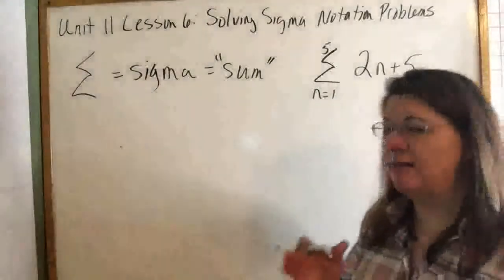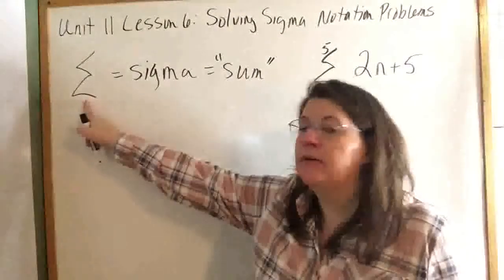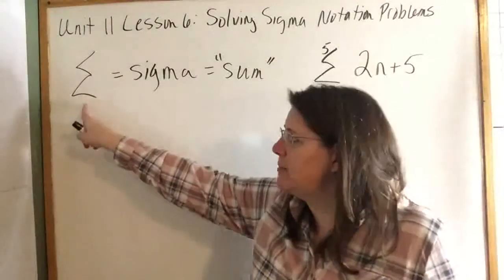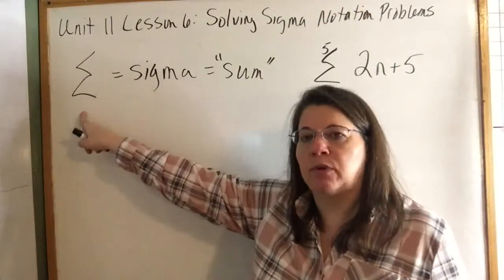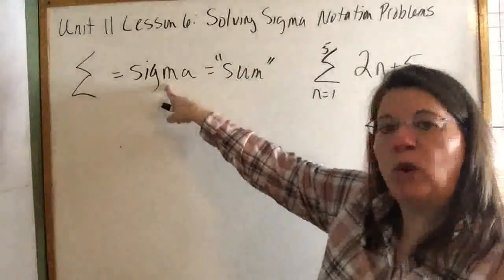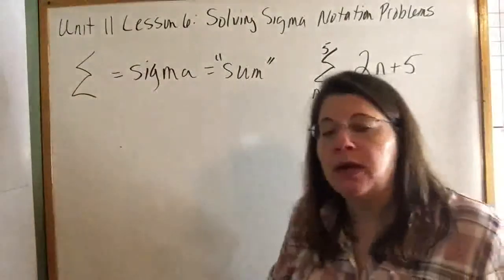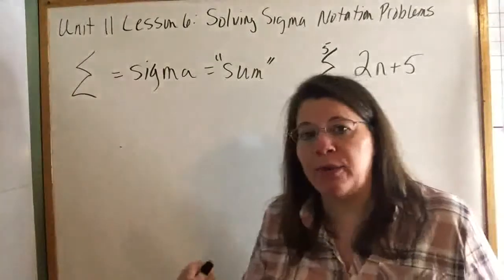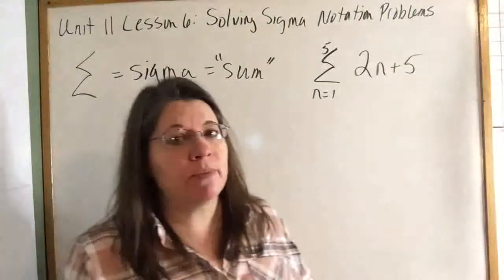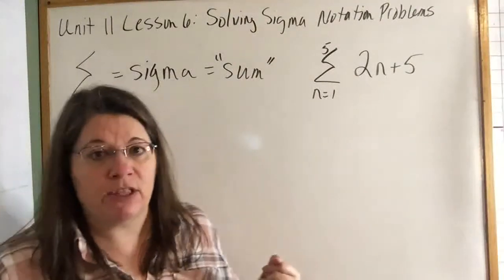Here's what you need to know about sigma notation. This is sigma. It's a Greek letter. Anytime you see this symbol, you know that that's a sigma. And what that means in math is that they're asking you to find the sum. Okay, so a sigma will always represent a series. And remember, we just talked about doing series in the last section that we covered.